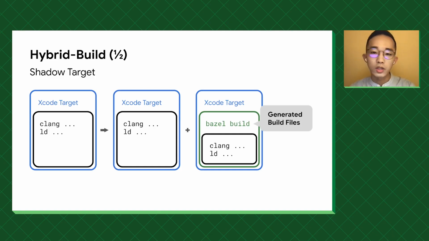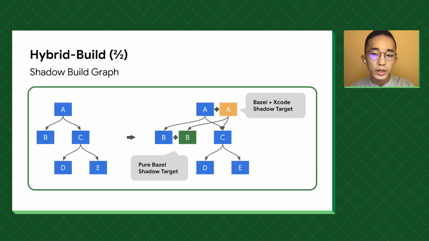After creating those shadow targets, we can gradually change the dependencies of a shadow target to use other shadow targets. This gives us an independent shadow build graph to work with. Moreover, we can run benchmarks against both build graphs in parallel.